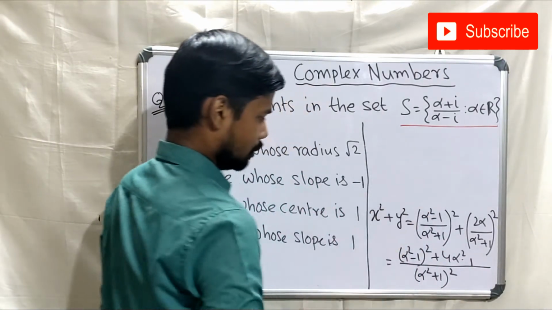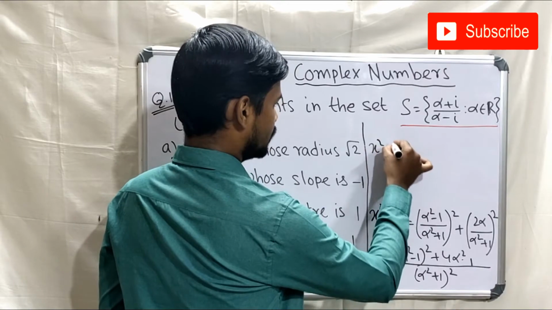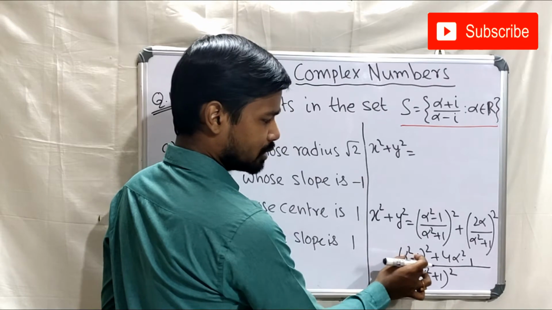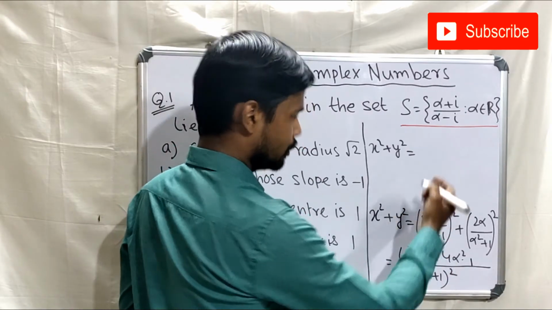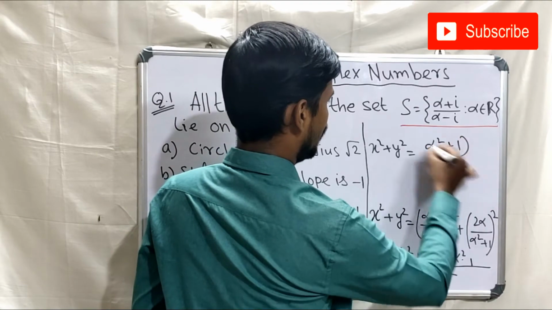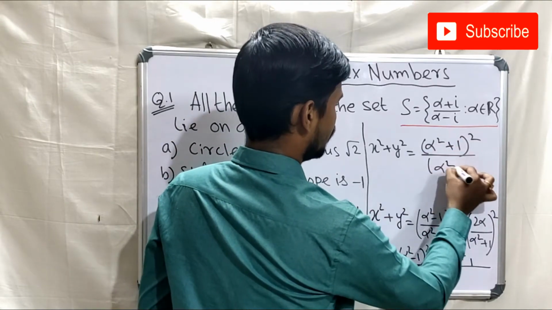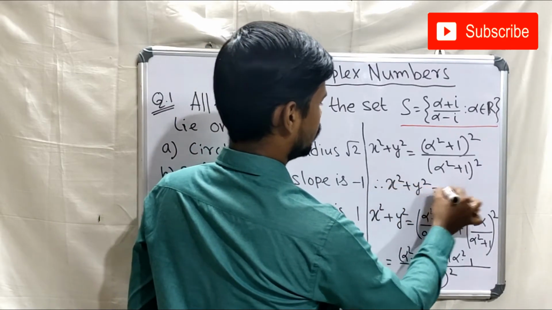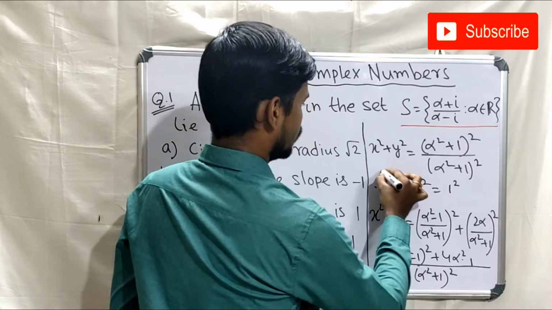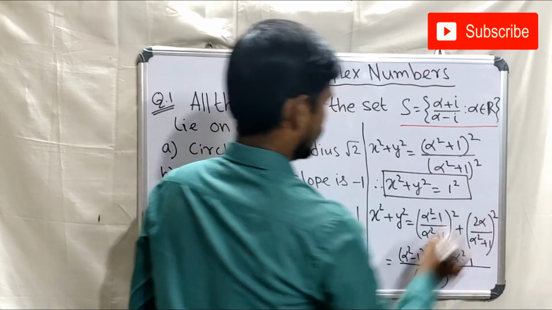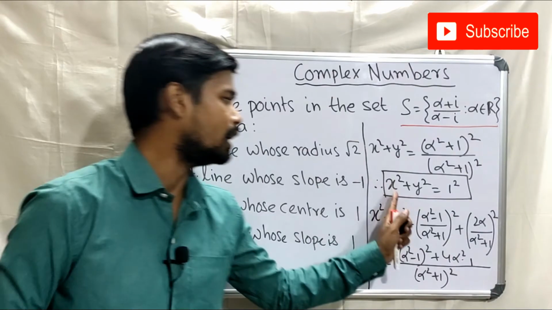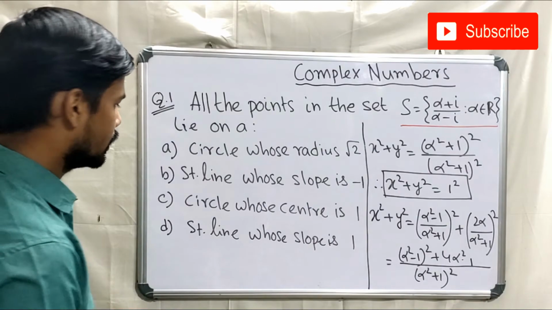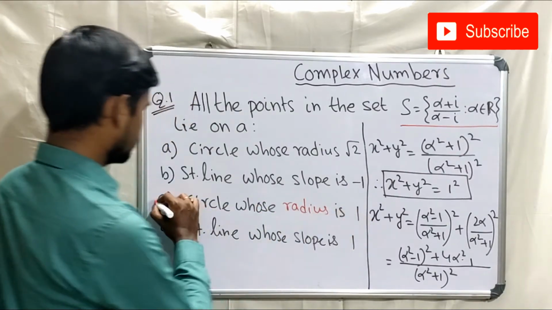So we can easily write that, look at the board, x square plus y square gives us (a minus b) whole square plus 4ab, which gives us (a plus b) whole square. So (alpha square plus 1) whole square by (alpha square plus 1) whole square, that is x square plus y square equals 1, that is 1 square. Okay, so we know that this is an equation of a circle whose center is at (0, 0) and radius is 1. Therefore which option is correct? A circle whose radius is 1. So option C is correct.